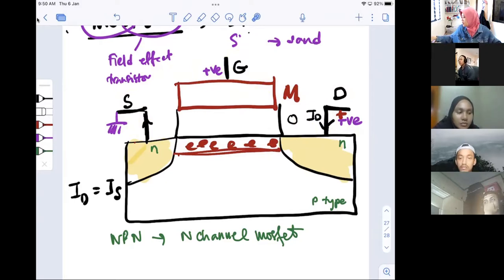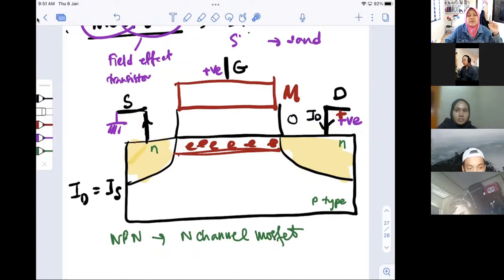Okay, so what's the time now? Berapa dah ni? 9:50. Okay, good. So I think next class we'll continue with P channel MOSFET. So this is N channel MOSFET. So we should know about P channel MOSFET, and after that we'll talk about the three modes in MOSFET.